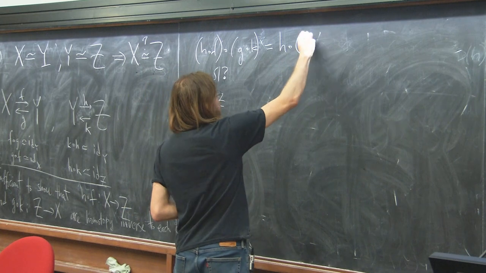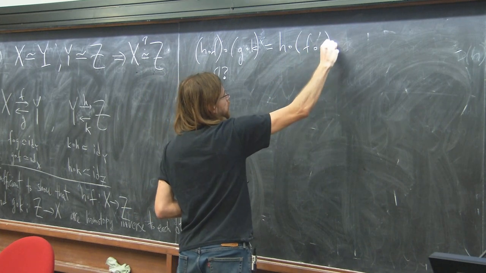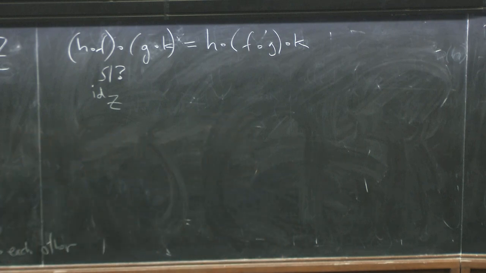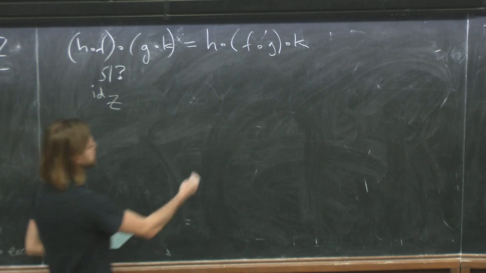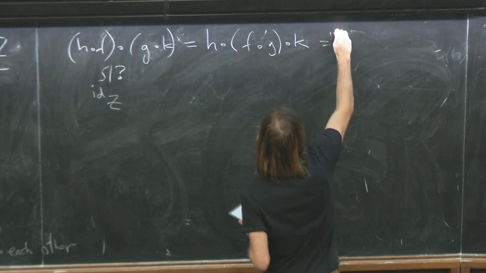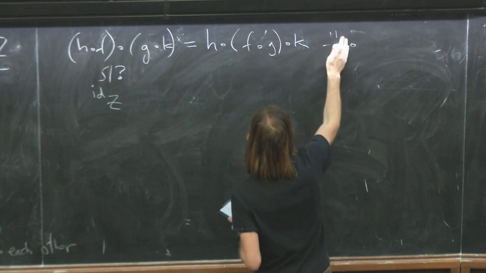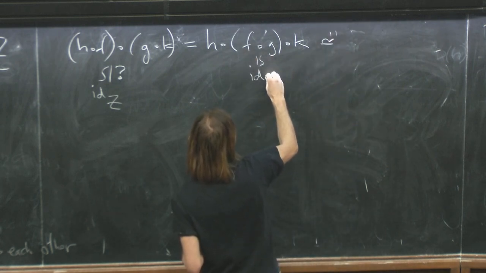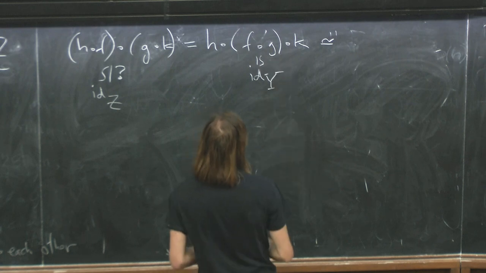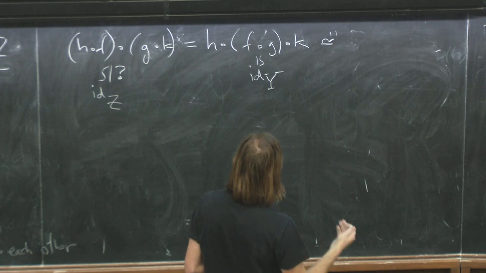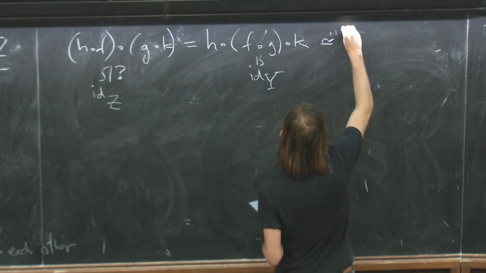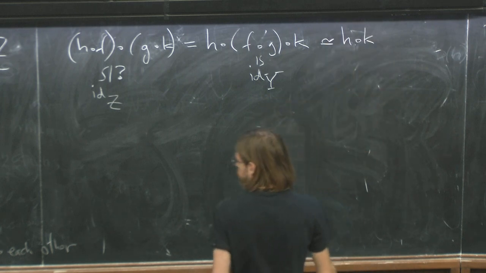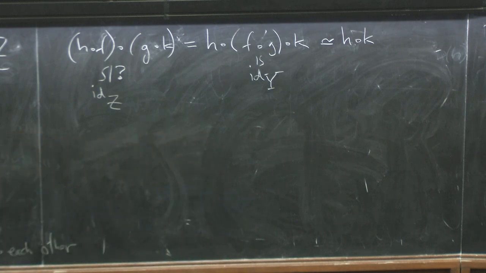First, we compose F and G. We know that the composition of G and F is homotopic to the identity on Y, so we can remove this part. We use the property that the composition of homotopic maps is homotopic. So this result will be homotopic to the composition of K and H, and we know that this is also homotopic to the identity.